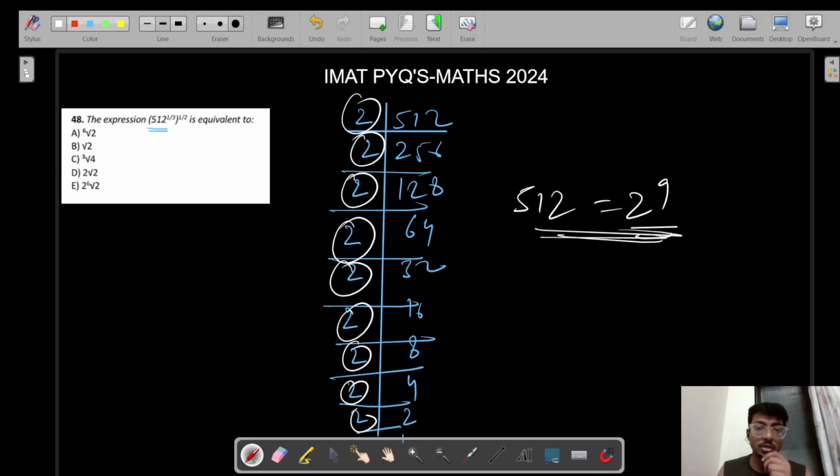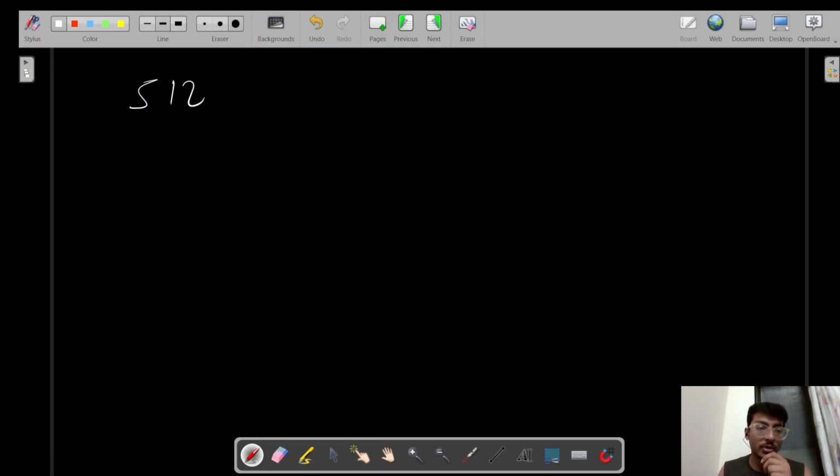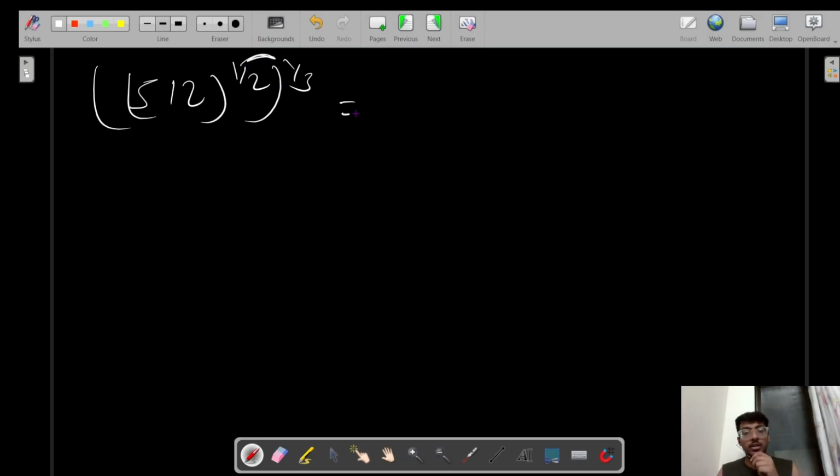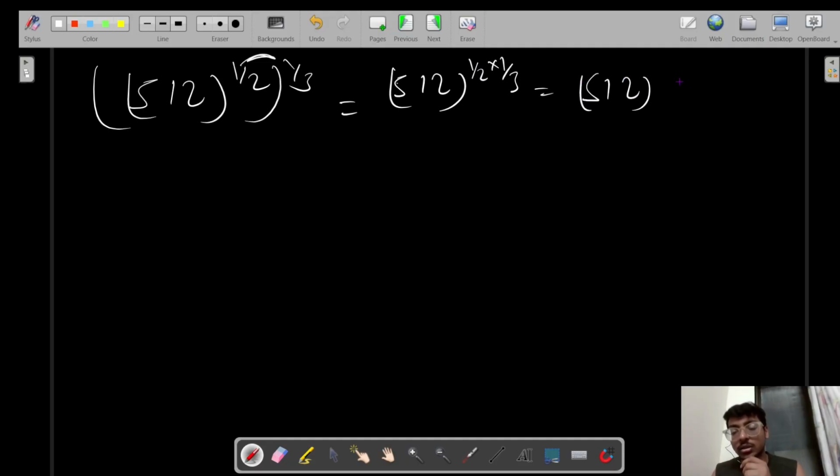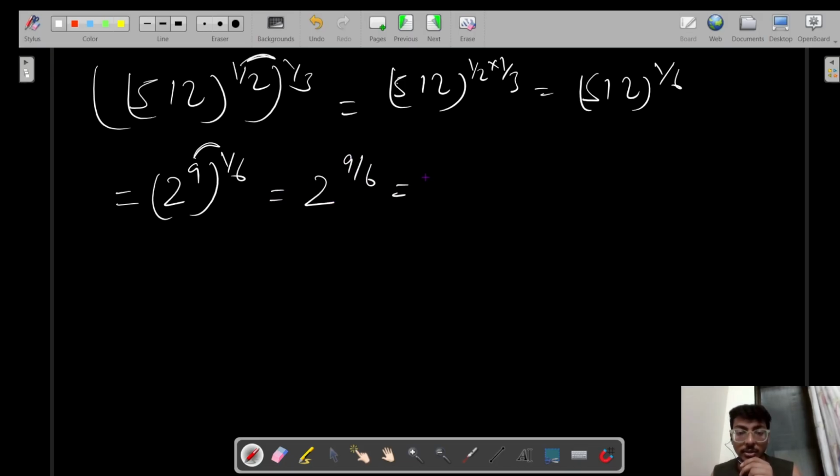What is the question? The question is 512 to the power 1 by 3, to the power 1 by 2. The first thing that is clear is that these two exponents will get multiplied. So 512 raised to the power 1 by 2 into 1 by 3, which is nothing but 512 raised to the power 1 by 6. And 512 is equivalent to 2 to the power 9. So we can write it as 2 to the power 9 raised to the power 1 by 6. Now these two exponents will get multiplied, so 2 to the power 9 by 6, and this is nothing but 2 to the power 3 by 2.